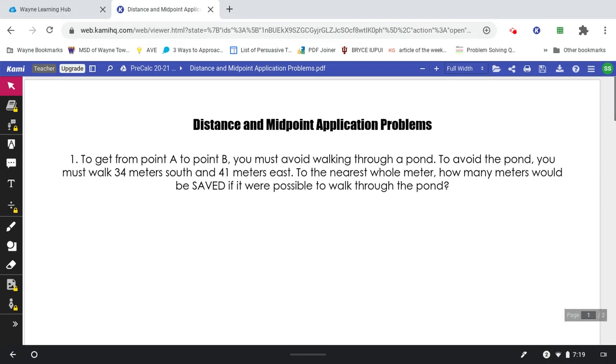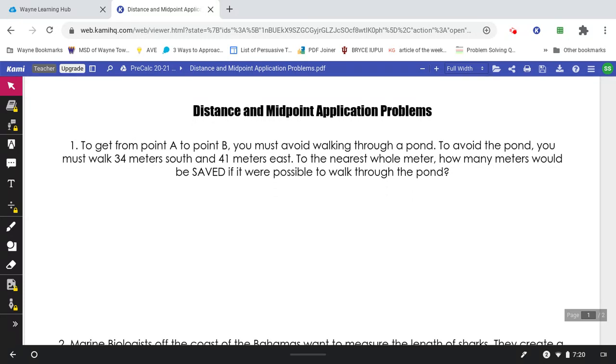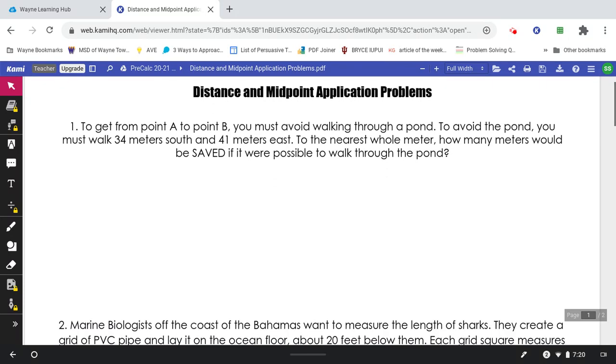These are some application problems for distance and midpoint as well as for lines. To get from point A to point B, you must avoid walking through a pond. To avoid the pond, you must walk 34 meters south and 41 meters east.